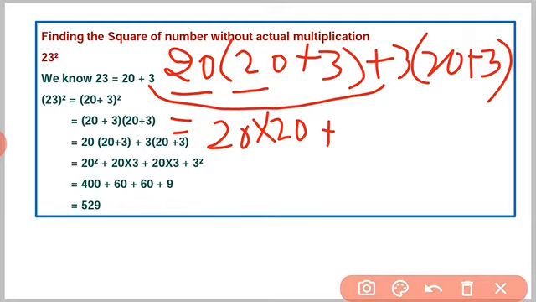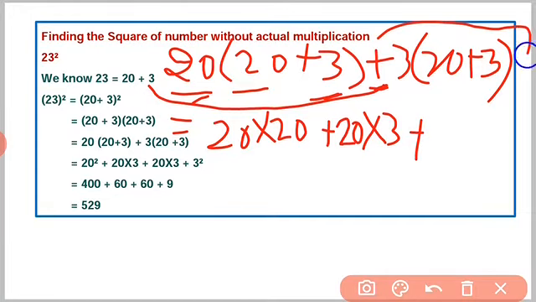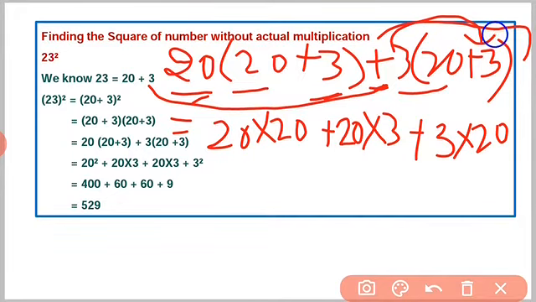Write it down. Now what we will do? 20 multiply 3. Now what is the sign over here? Plus. Now solve this second bracket. So 3 is being multiplied with 20 first. So 3 multiply 20. Now it is being multiplied with plus 3. So write down plus sign and then 3 multiply 3.